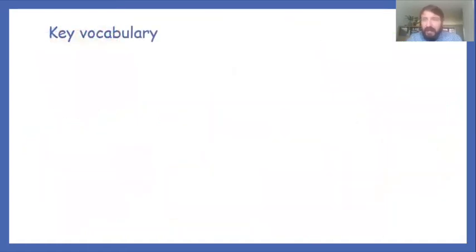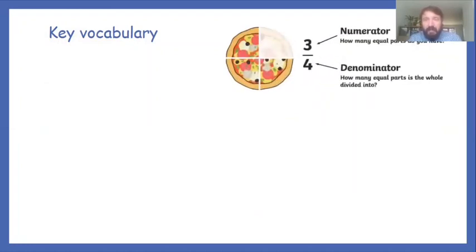Now, today I've put a key vocabulary slide in to make sure that we have a good understanding of fractions. I'm just going to move the video. So firstly, we have the words numerator and denominator. The numerator, which is pointing to the 3 here, and again we've got a pizza example, is how many parts do you have? First, let's have a look at the denominator. How many equal parts is the whole divided into?